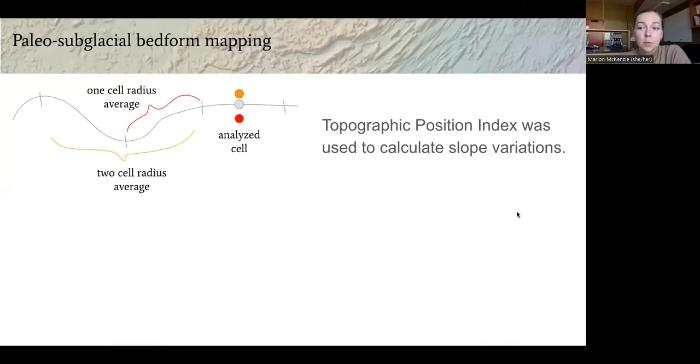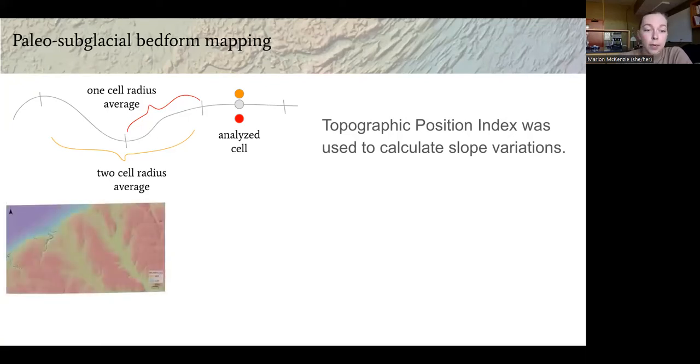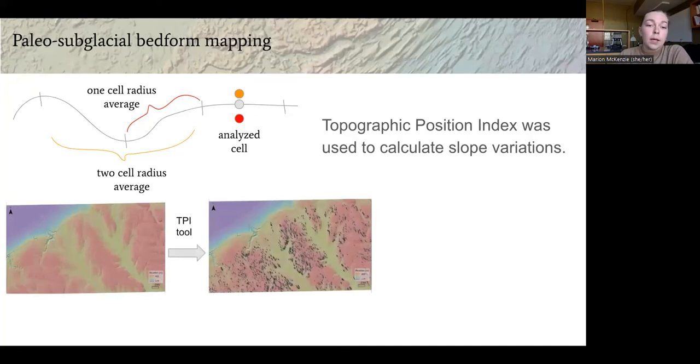So as you could see on the previous images, there were a lot of bed forms. So in order to make it easier on myself to map them, I developed a semi-automated tool that utilizes slope variations across the landscape. Topographic Position Index takes a defined neighborhood size and can calculate differences in slope across landscapes to capture different scales of features that we see. An example of how this works, this is Chautauqua. When I utilize the TPI tool, it pretty accurately can identify many of these streamlined bed forms.